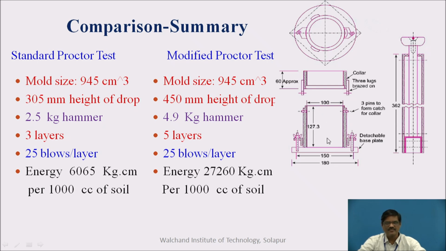And there is a difference in the filling of the mold also. In the standard Proctor test, we fill the mold in 3 layers and each layer is given 25 blows, whereas in the modified Proctor test, we fill the mold in 5 layers and each layer is given 25 blows. It means that we apply more energy in the modified Proctor test. A summary is also given here. In the standard Proctor test, we apply 6065 kg centimeter per 1000 centimeter cube of soil, whereas in the modified Proctor test, we apply 27,260 kg centimeter energy per 1000 centimeter cube of soil.